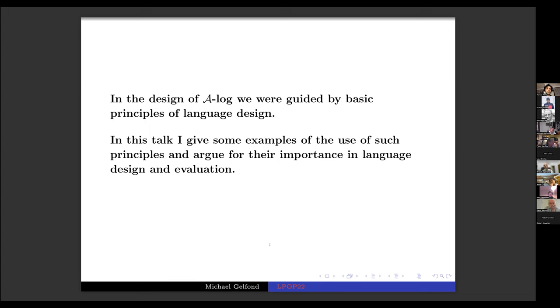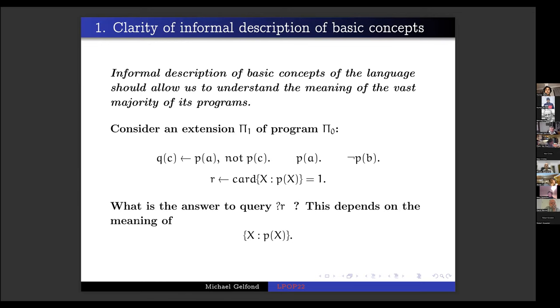So the first principle: clarity of informal description of basic concepts. I formulated it as follows: the informal description of basic concepts of the language should allow us to understand the meaning of the vast majority of its programs. Let's look at some examples where it is not immediately clear.